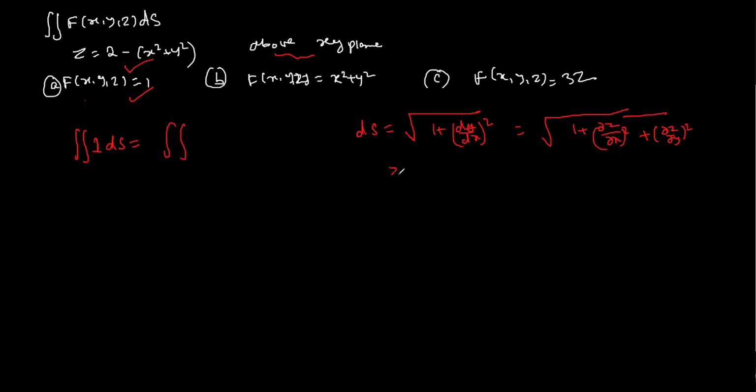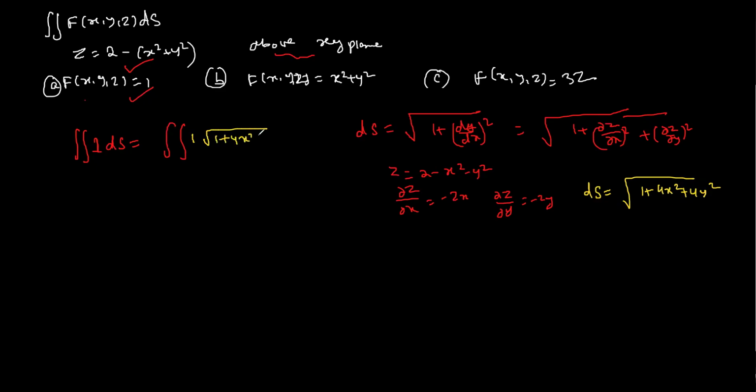z is 2 minus x square minus y square. Del z by del x is minus 2x. Del z by del y is minus 2y. Put it here in dS. When you square, you will get 4x square, 4y square. So 1 plus 4x square plus 4y square, and dS above the xy plane means dx dy. Now you have to solve this only and you will get the answer.